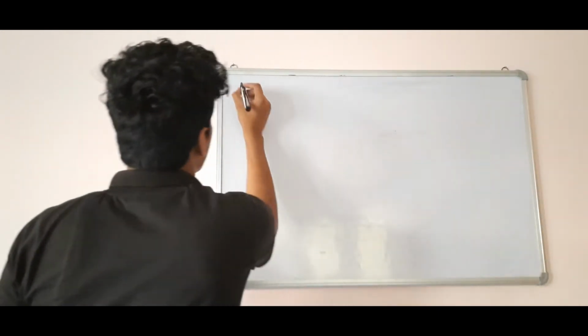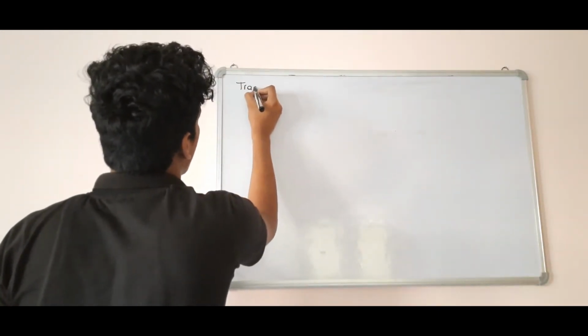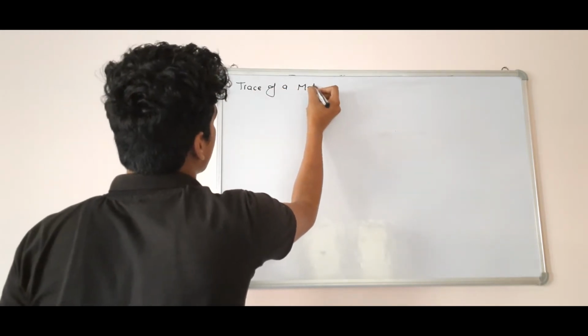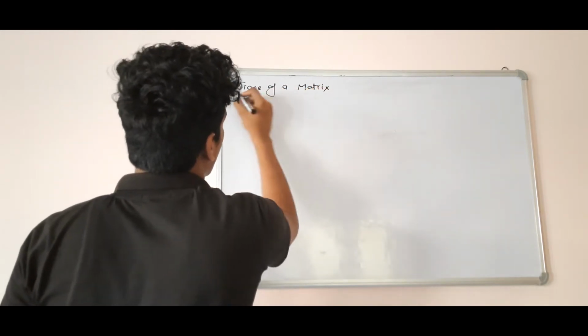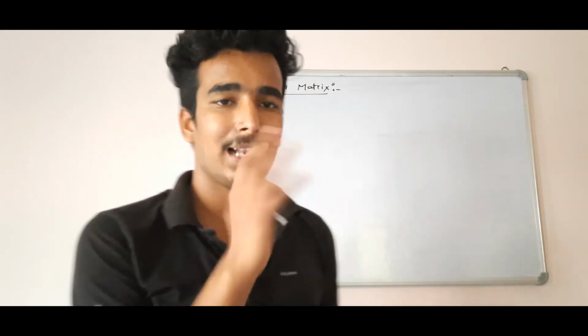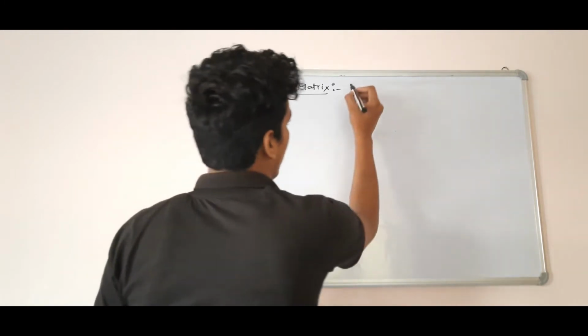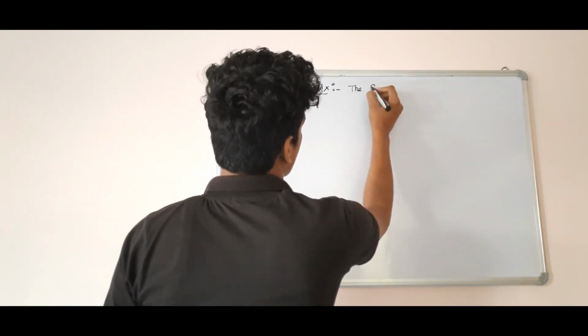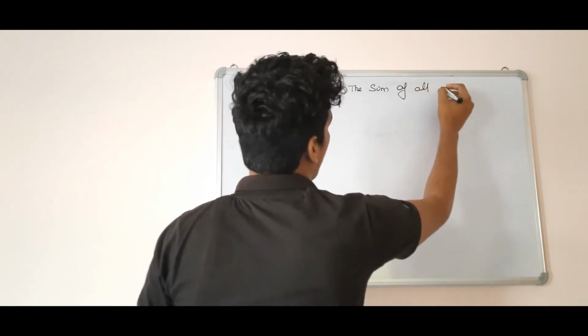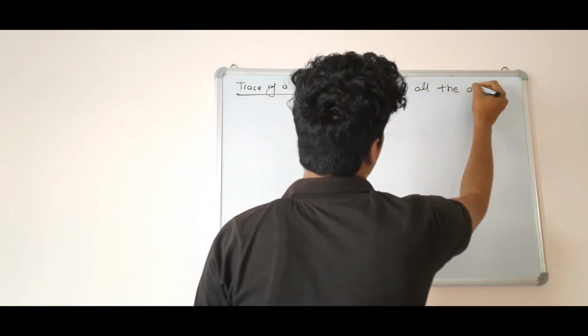So what is the trace of a matrix? Trace is nothing else, just the sum of the diagonal elements. In a matrix, the sum of all the diagonal elements is the trace.